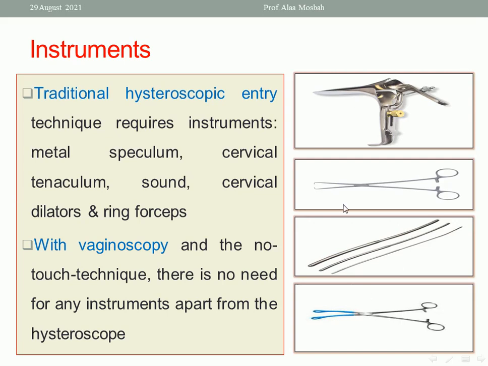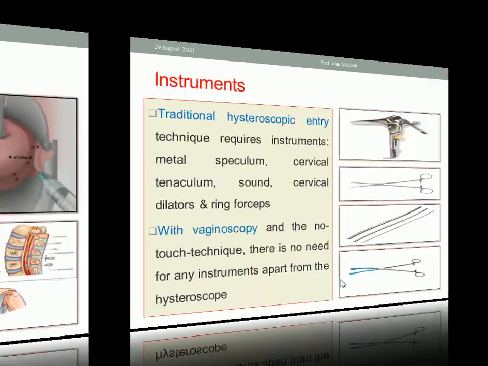But you should know that if I'm doing the no-touch technique or vaginoscopy, I'm not in need of these instruments because I'm only using the telescope, just the telescope. Okay? This is for vaginoscopy or no-touch technique. I'm not using these instruments. But the traditional technique of hysteroscopy, I'm using all these instruments. Okay?